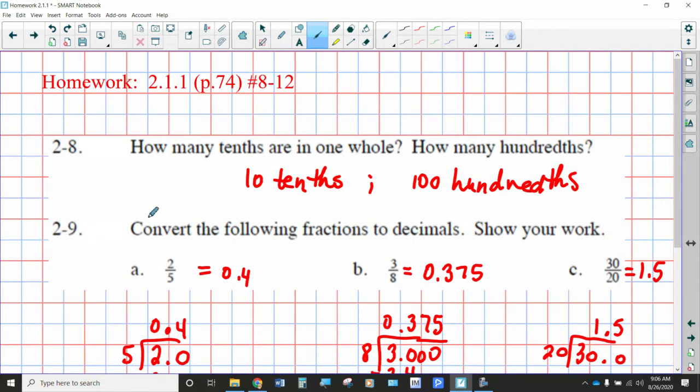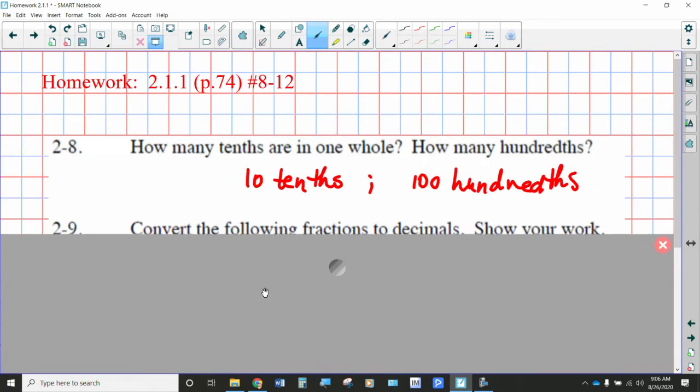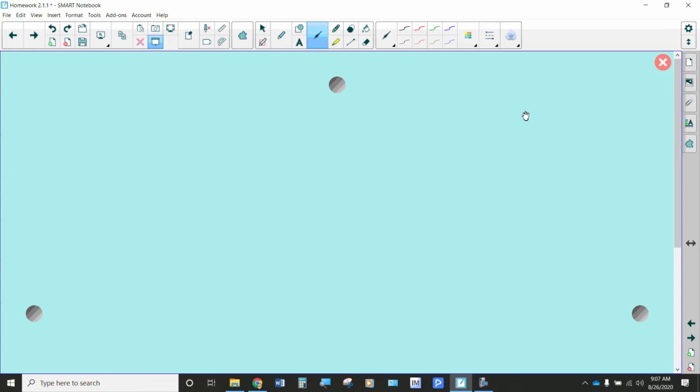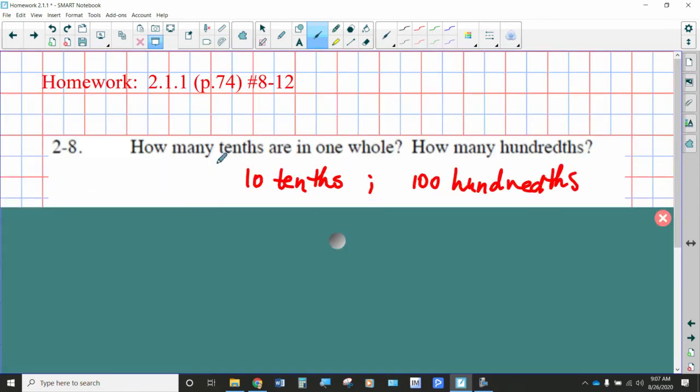All right, so taking a look at the homework, let me go ahead and just shield that for now. It says, how many tenths are in a whole? Okay, so 1 whole is equal to the number 1, right? And so that would be the same as 10 tenths. That's your giant 1, so yeah, 10 tenths. And how many hundredths would be there? Well, that would be the same as saying 100 over 100.